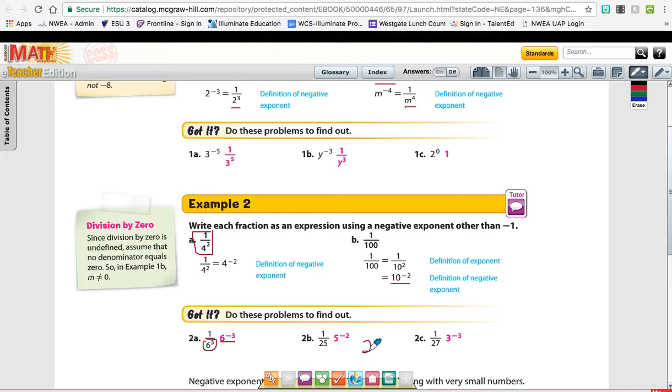Technically on 2b, you could write 25 to the negative 1 power, and 25 to the negative 1 power is 1 over 25. But if we're talking about perfect squares, the square root of 25 is 5. So 5 to the negative 2 power is 1 over 25. And finally, 1 over 27, again, that could be 27 to the negative 1 power, but 3 cubed is also equal to 27. So 3 to the negative 3 power would be equal to 1 over 27.